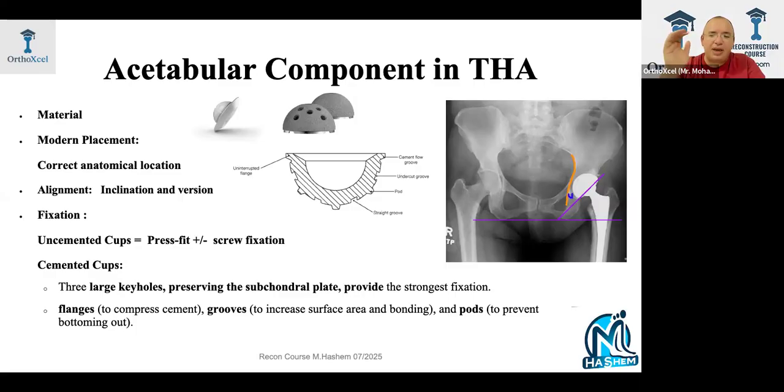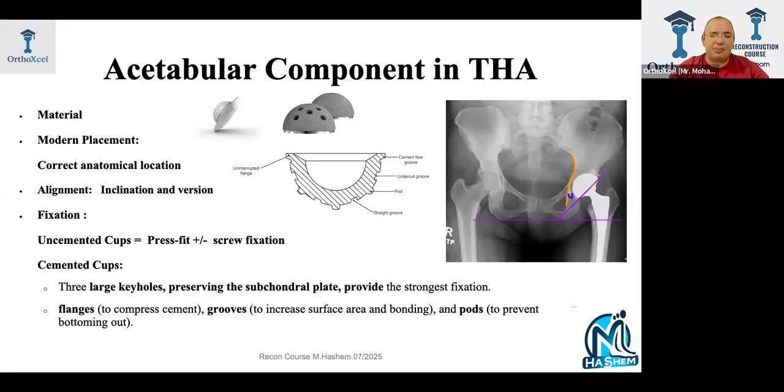You need to put your cup at a proper inclination of about 40 to 45 degrees, and you need to put the cup in a proper version according to the approach you opened. You need to get this cup holding into the bone before you finish, because if your cup is not stable, it will never be stable. Another tip here: remember that the position in which you leave the cup on the table will be the position of the cup unless it becomes loose. So the material, we agreed, will be according to whether I'm using a cemented or cementless cup. Again, we agreed that the cup needs to be in a proper orientation.